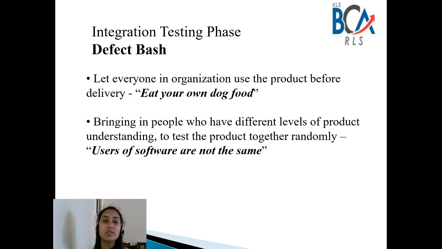Next, bringing in people who have different levels of product understanding to test the product together randomly. Sometimes what happens is you take a person who doesn't have complete knowledge about the product. He can also find some kinds of errors. Users of the software are not all the same, right? Sometimes the users of the application vary.